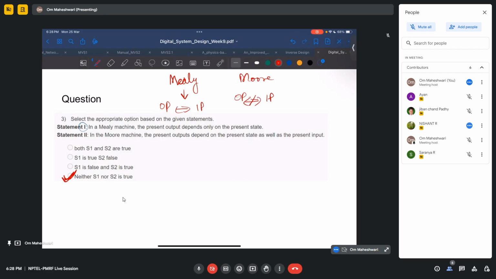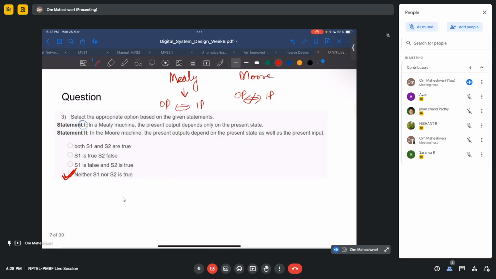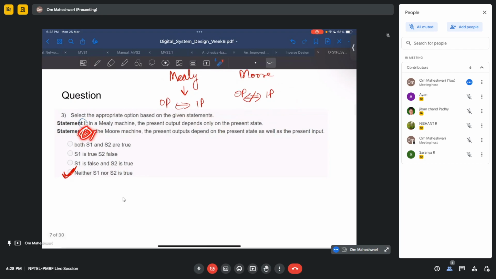Oh yeah, that is true. So by this theory, we can discard that the second is incorrect. But in Mealy, output depends on present state only, this is incorrect. It depends on the present state as well as inputs. Is this clear, Nishan?